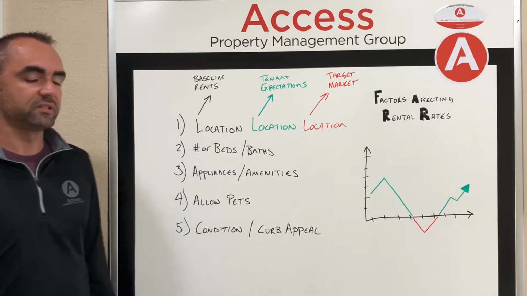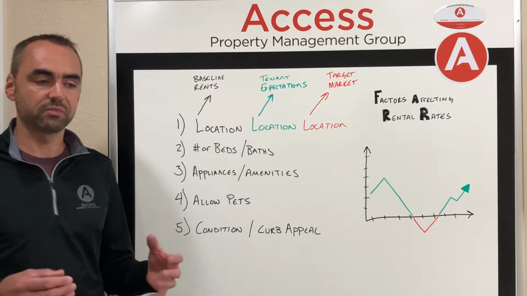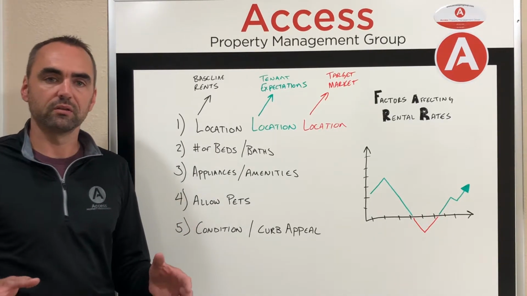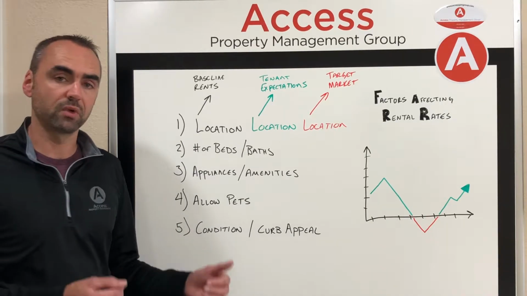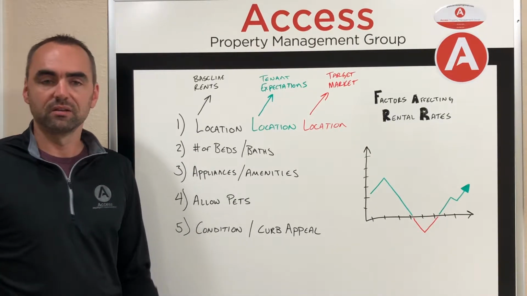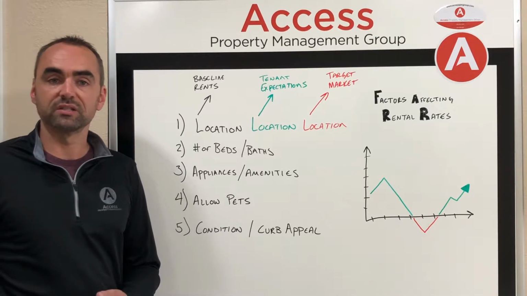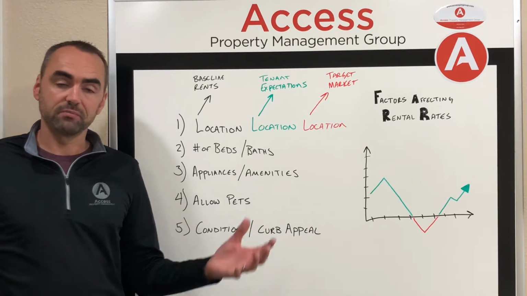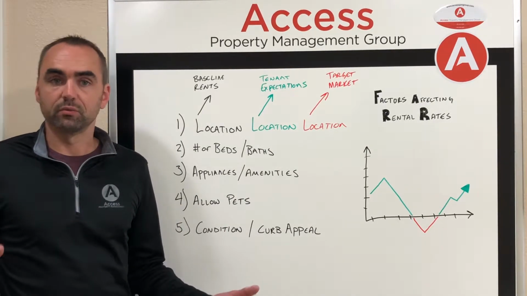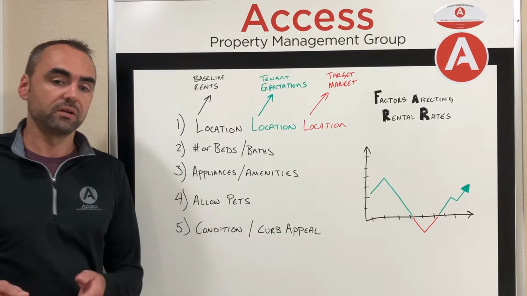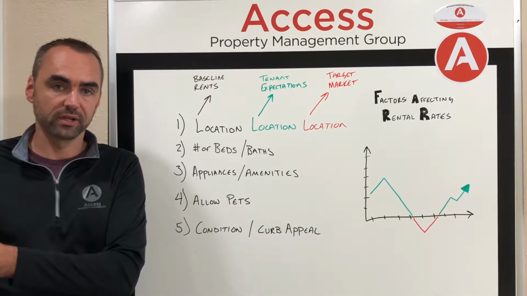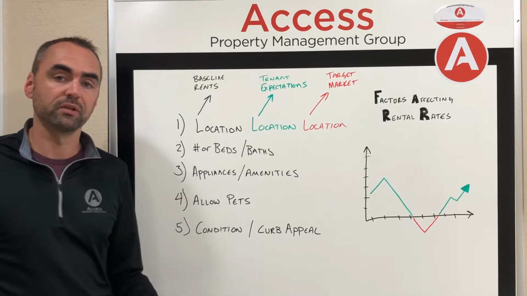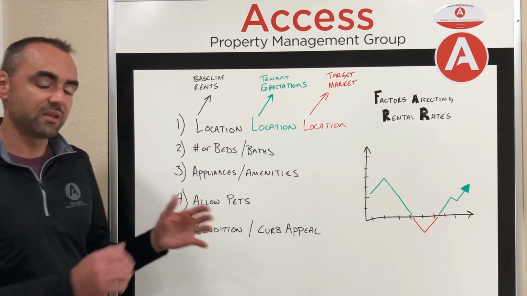The appliances and amenities offered in the property, again, this is something where you're going to have to look at the market and say, okay, what is standard in this market? What do tenants who rent in this market expect to see as far as appliances and amenities included in the rent? If you have a property that has all the amenities and all the appliances that one would expect, you're probably going to be able to charge a little bit higher rent, the higher end of the spectrum for, say, the 3-bedroom apartment.